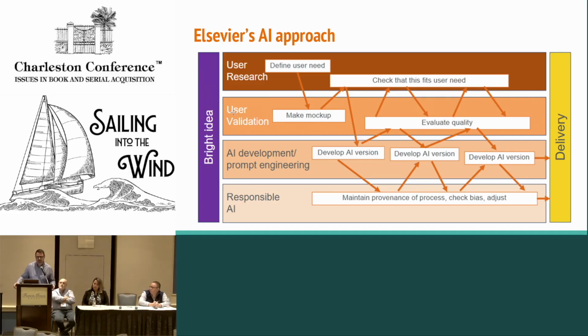And this is a visualization of how we do things when we do it the right way. It says it's our AI approach. It actually should just say the product development approach. AI just happens to be everything we do right now. So starting on the left side, somebody has a bright idea, we stop and say, okay, let's talk to some real people and really define the need and get a good understanding of it.